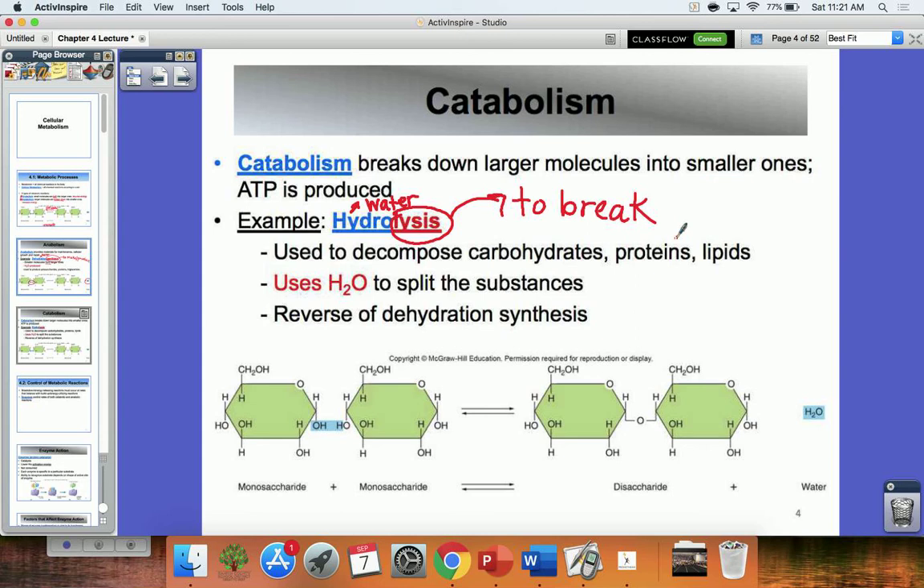And we've already said that with catabolic reactions, we are breaking down a larger molecule, in this example, the disaccharide, and making smaller molecules. But we also know that water is being used because of the name hydrolysis. That means that we are going to be using water. In this case, the disaccharide uses water to help break it down into two smaller molecules. So it's going to be using water to split whatever those complex substances are. So this will be the opposite of dehydration synthesis. Synthesis, we're making. Hydrolysis means we're breaking.